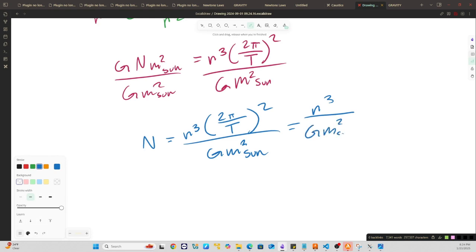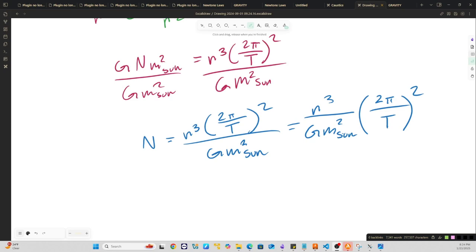Mass squared sun. And I'll write this. Okay, alright, so that looks great. Now we can go ahead and substitute the known values that we have. Alright, great. So we know everything here.